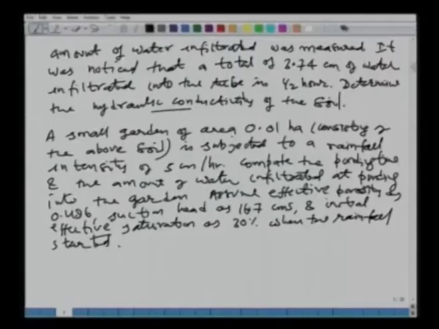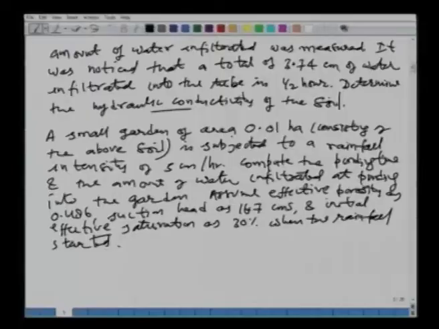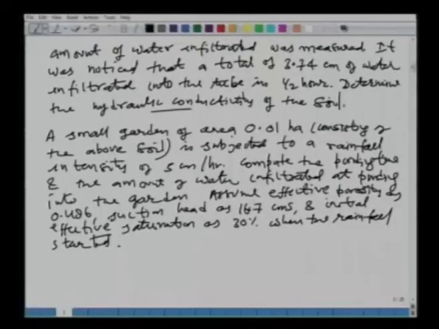Because the sample is laid horizontally as well as vertically, we will use the Phillips equation, because that is the equation we had seen which allows us to compute infiltration in the horizontal direction, and also it is applicable for the vertical direction. All right. So, let us look at the solution of this problem.